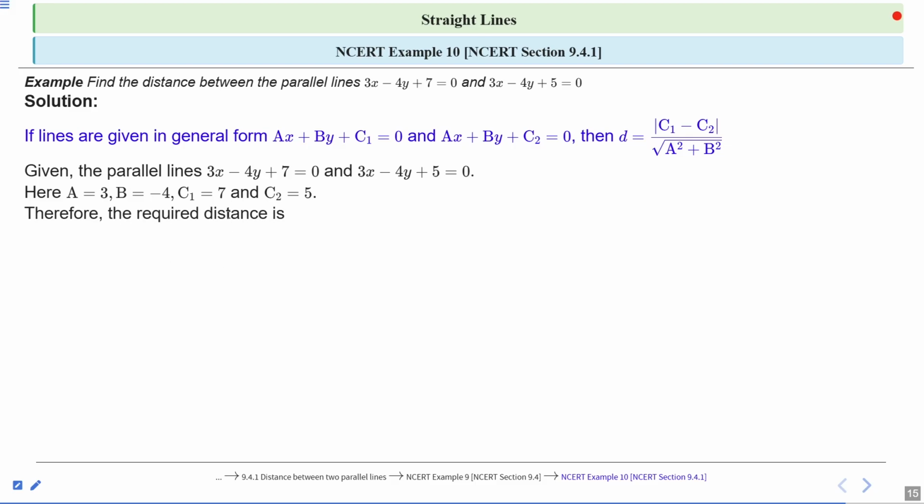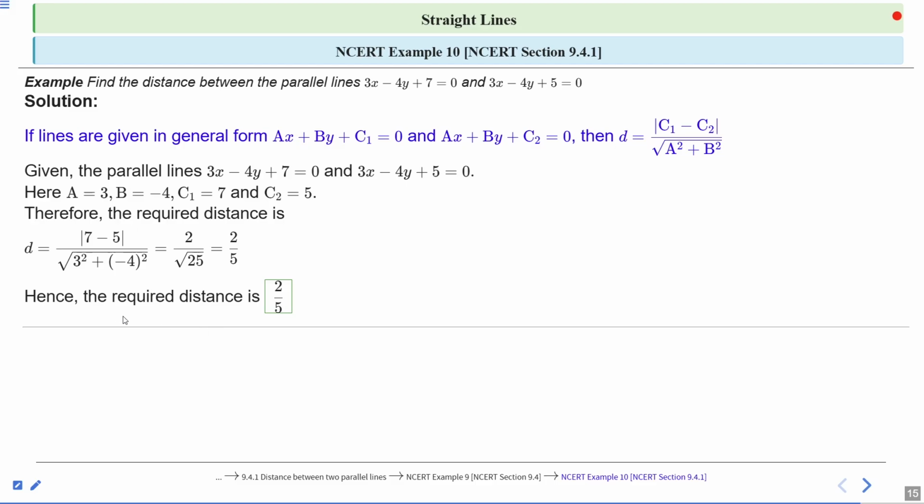Therefore, the required distance is d = |c1 - c2|, that is |7 - 5|, divided by the square root of a squared plus b squared, that is the square root of 3 squared plus (-4) whole squared. If we calculate it, we obtain d = 2/5. So the required distance is basically 2/5. Hence the required distance is 2/5.